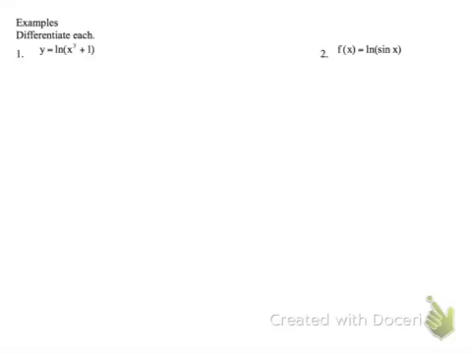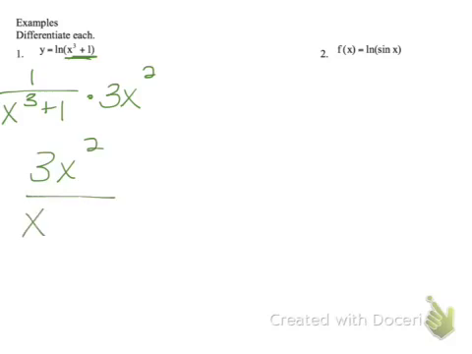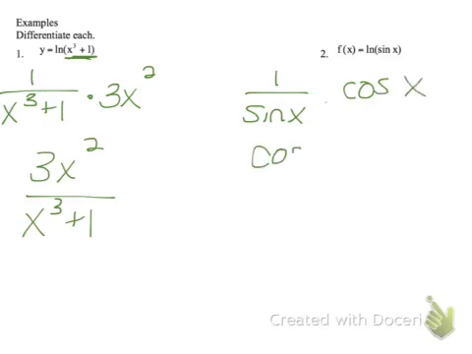All right, first example, natural log of x cubed plus 1. So it's going to be 1 over x cubed plus 1. It's always 1 over that times the derivative of that, which is 3x squared. And then you could write it as 3x squared over x cubed plus 1, one fraction as your answer. Okay, next one, natural log of sine x would be 1 over sine times the derivative of sine, which is cosine. And then I could write it as cosine over sine, which is cotangent of x.